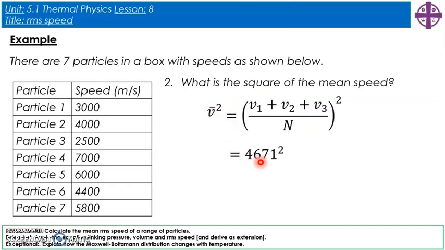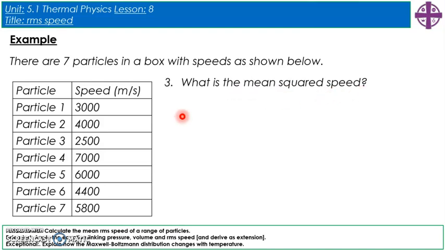So I can just square what I found out the mean was, so 4,671 squared, and that would give me 2.18 times 10 to the power of 7. Apologies, that should be a to the power of there. So that would be the square of the mean speeds. Next question, which is a harder one, is what is the mean squared speed? This means what is the mean of the squared values of all the speeds.